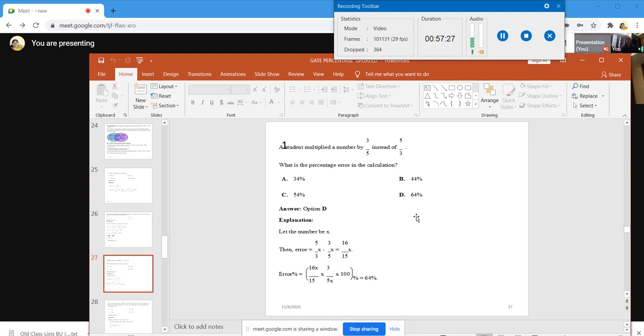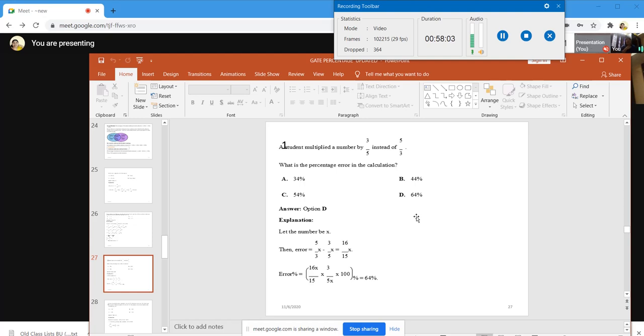A student multiplied a number by 3 by 5 instead of 5 by 3. Instead of multiplying by 5 by 3, he multiplied with 3 by 5. What is the percentage error in the calculation? We don't know the number, so we can consider that number as x. So what is the error? Error is 5 by 3 of x minus 3 by 5 of x, because he has multiplied by 3 by 5. So the answer is 16 by 15 of x is the error.